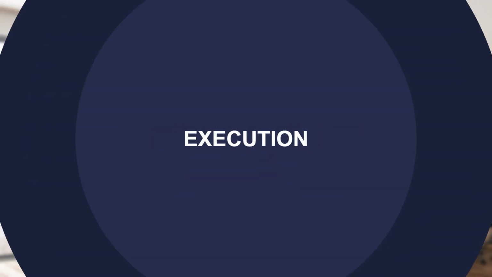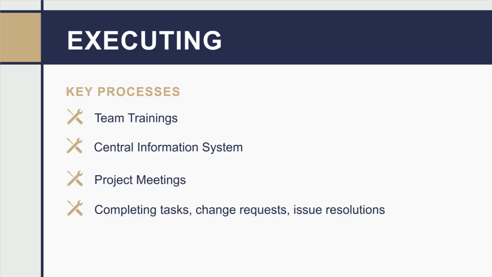Execution. This process group includes executing against the overall project plan. This includes assembling and training the team, setting up the information system to manage project information, setting up and holding project meetings, executing tasks and deliverables identified initially, as well as any approved change requests, corrective actions, preventative actions, and defect fixes throughout the project.